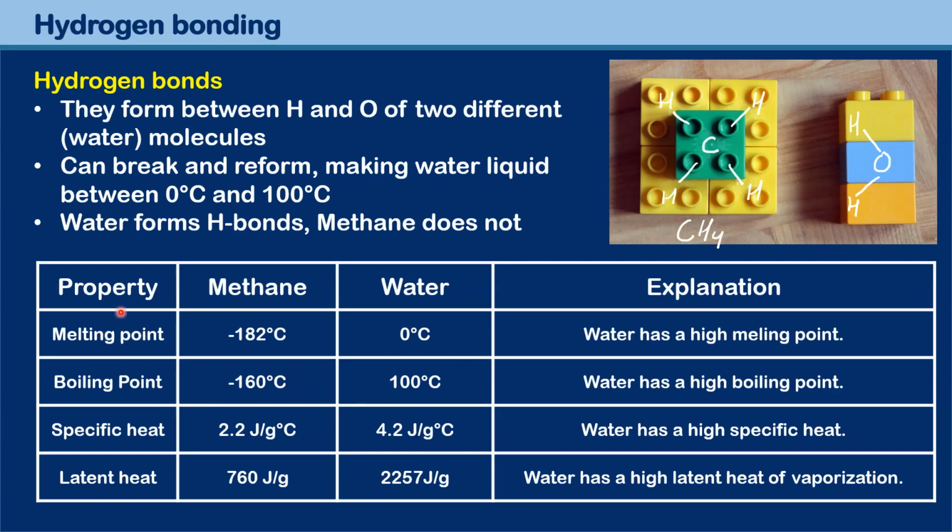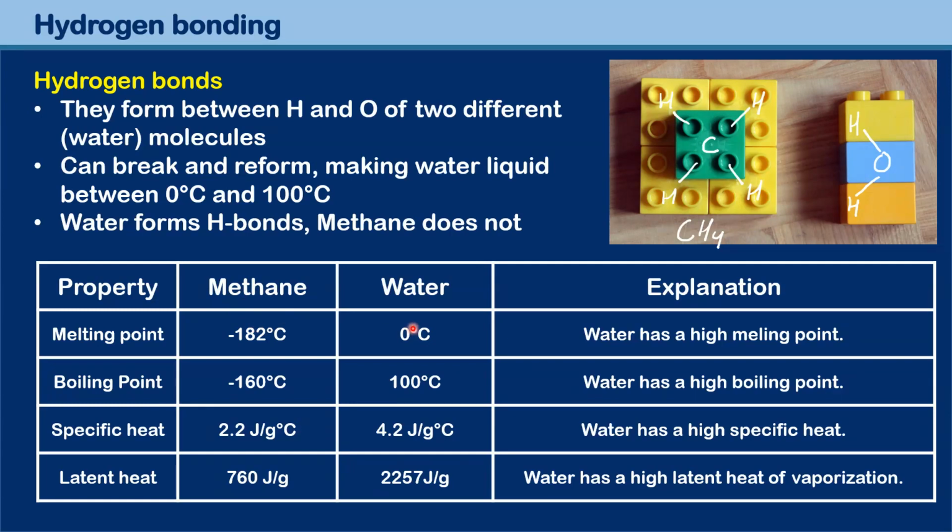Let's have a look at this table down here. The properties are the melting point of methane and water, the boiling point, the specific heat capacity, and the latent heat. I'm going to explain these two later on. Then we compare methane and water, and I'm going to explain why this is the case. So first of all, methane melts at minus 182 degrees centigrade. This means it's going to be really cold for methane to be liquid.